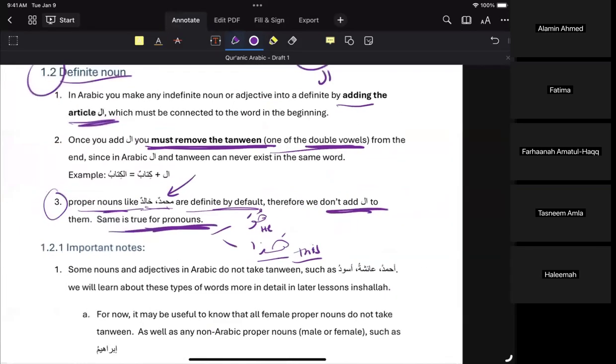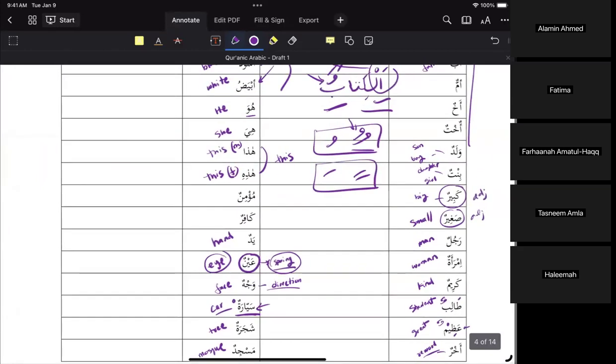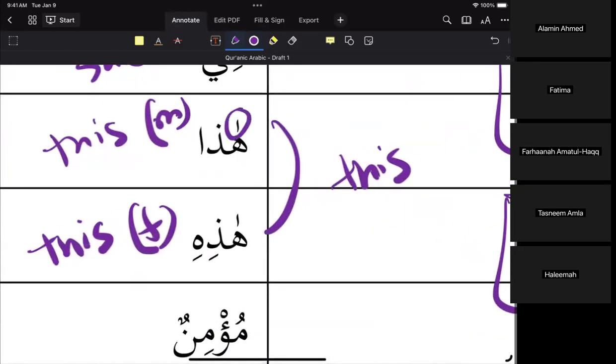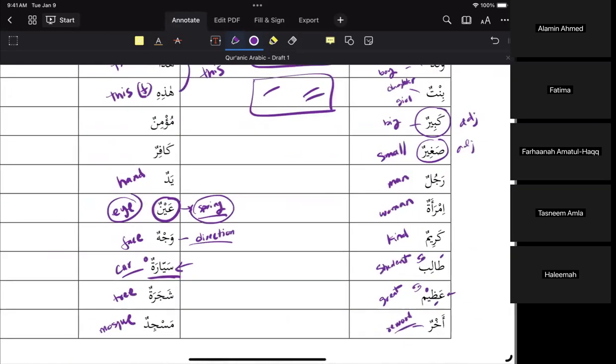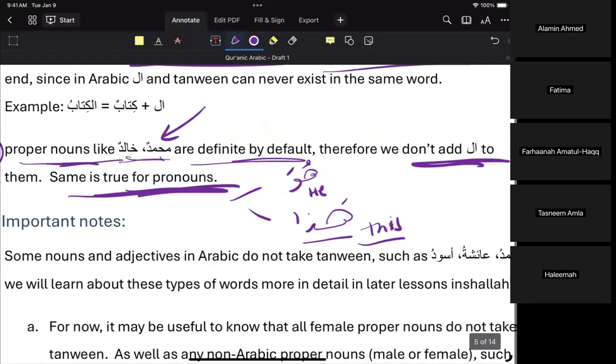I'm not sure if I mentioned this to you. Remember these words hada and hadihi, they have a dagger alif. Okay, so what it means is that there's a hidden alif there. So you don't say hada, you don't say hadihi, you say hāthā and hāthihi. I think you know that already from your Quran classes. فهمتم? So in the pronouns, we're also not going to be adding alif lam. It doesn't make any sense.